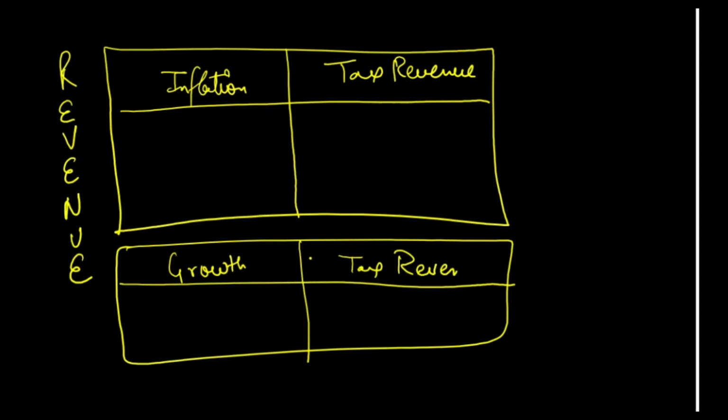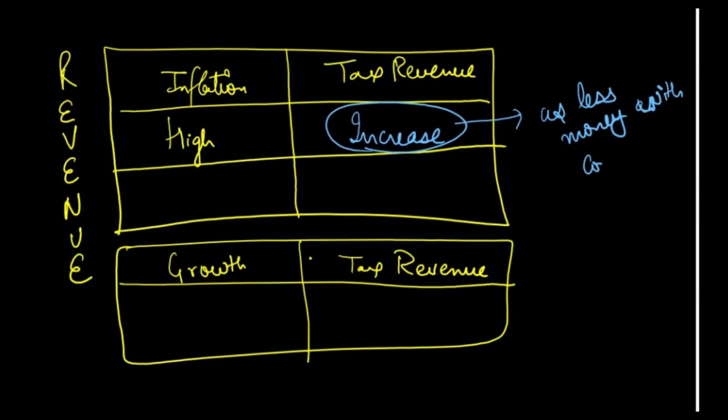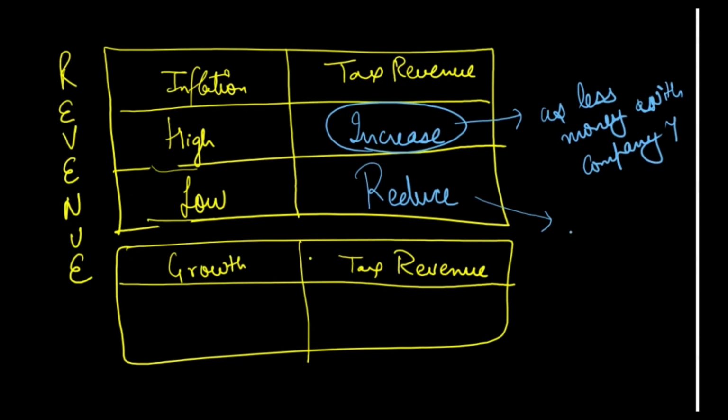If there is a high inflation, then government should increase the tax revenue as less money with company Y. So too, if there is low inflation, then government should reduce its tax revenue to make company Y to produce more.